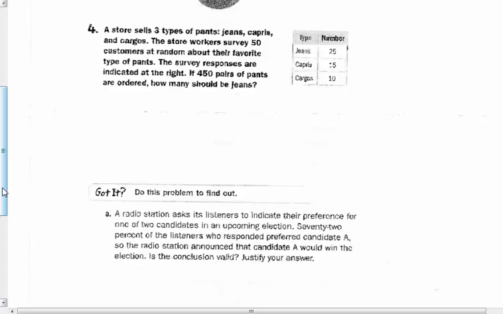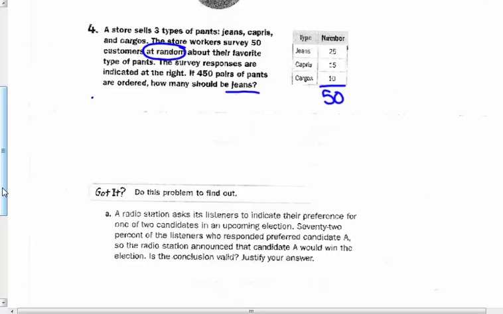Number 4, a store sells 3 types of pants: jeans, capris, and cargos. The store workers survey 50 customers at random, key word there, about their favorite type of pants. The survey responses are indicated at the right. If 450 pairs of pants are ordered, how many of them should be jeans? Well, I have 25, 15, and 20, so that's a total of 50.